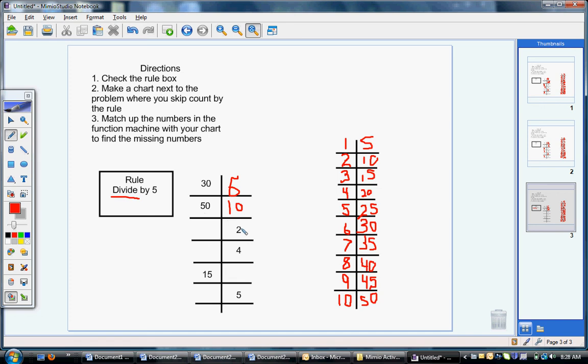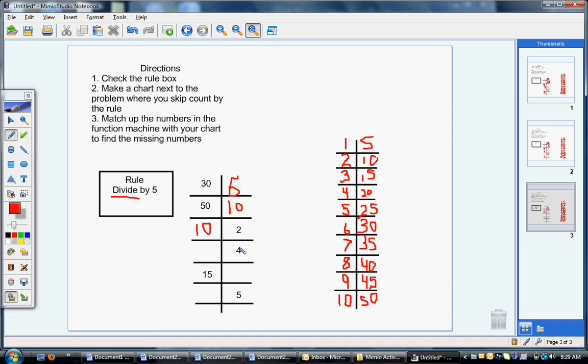Now on this one, I'm looking to see what matches up with 2. Look in the chart and see what matches up with a 2. Right here, I can see that the 2 matches up with a 10. So I'm going to go ahead and put my 10 in the open spot. That's because 10 divided by 5, so 10 little counters put into 5 piles, would mean there's 2 counters in each one of those piles. I can also think 2 times 5 equals 10, because multiplying and dividing are just opposite.